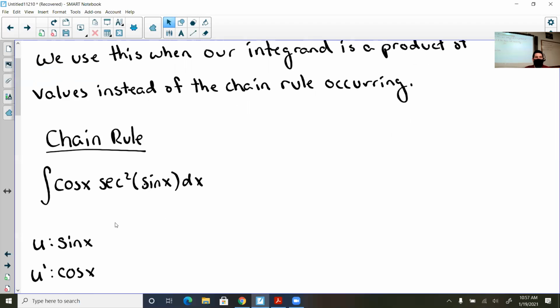Taking a look, if I were to make the sine of x u, I know the derivative of sine is cosine. So I want to think to myself, does that chain rule exist somewhere in here? And I see that yes, it does. So I know that this isn't the product of cosine and the secant squared of sine x. This was the byproduct of the chain rule.